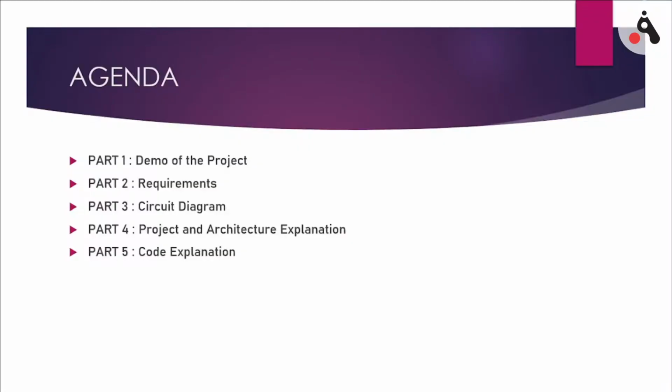The agenda for this session is divided into 5 parts. In the first part I will show you the demo of the project. In the second part, the requirements to build this project, and the third part is the circuit diagram that we use for connecting the PIR sensor and the LED to the Raspberry Pi. In the fourth part we will see how different modules of this project are integrated and working together, and at last we will see the Python code which I have written for my Raspberry Pi for motion detection and email alerts.